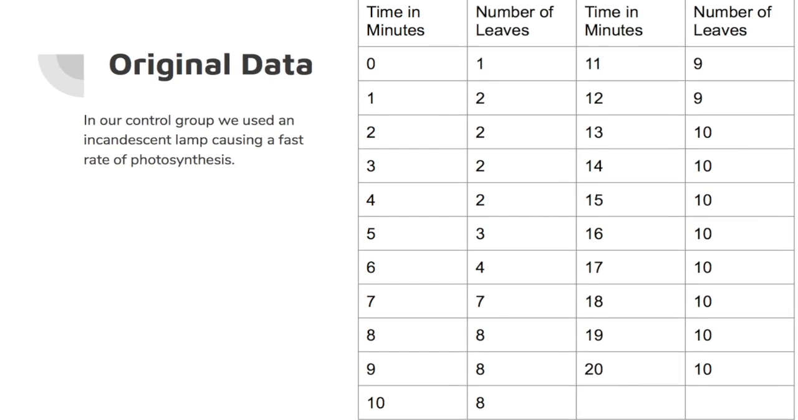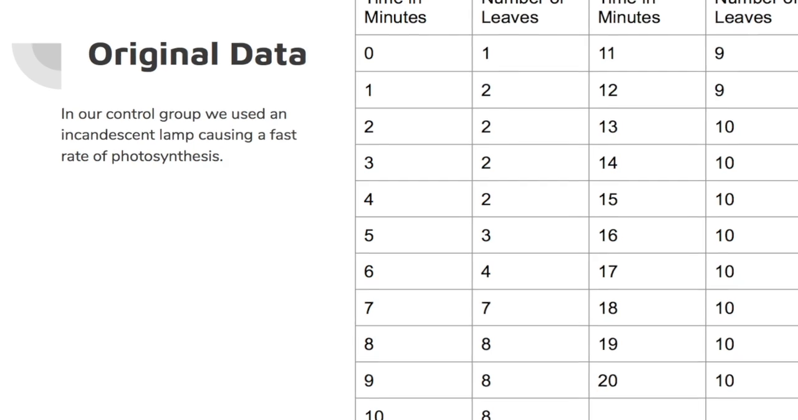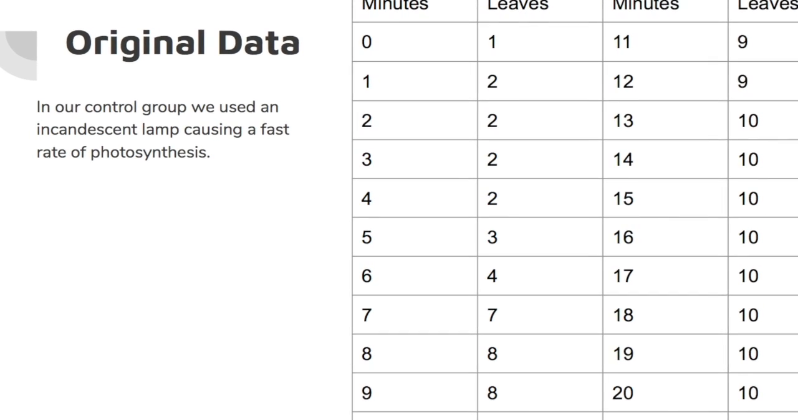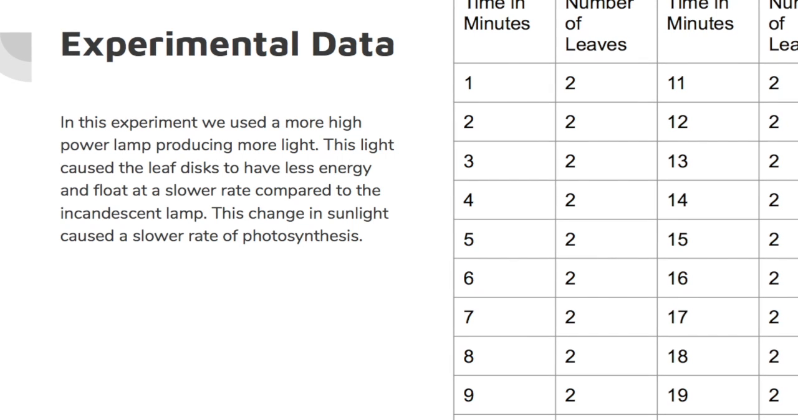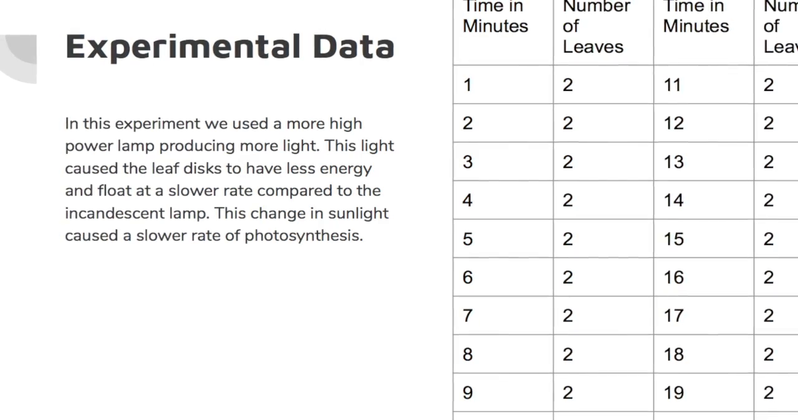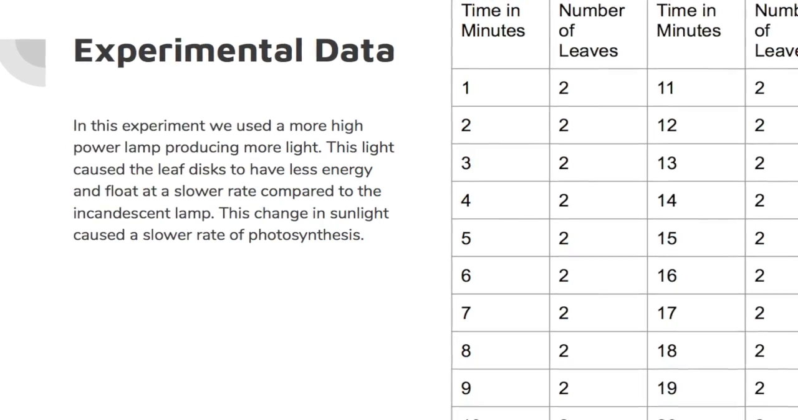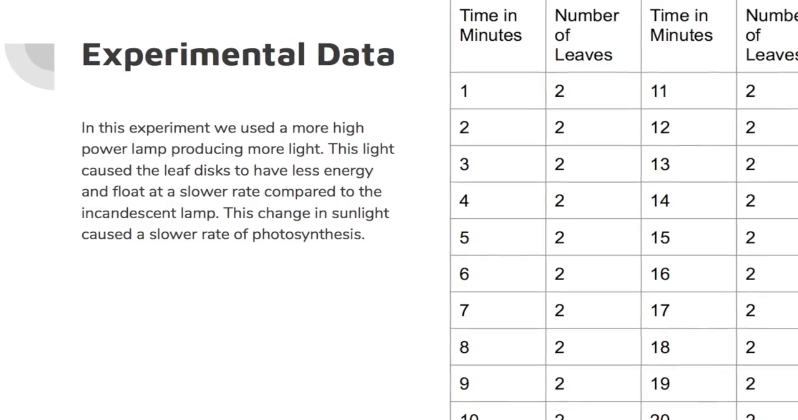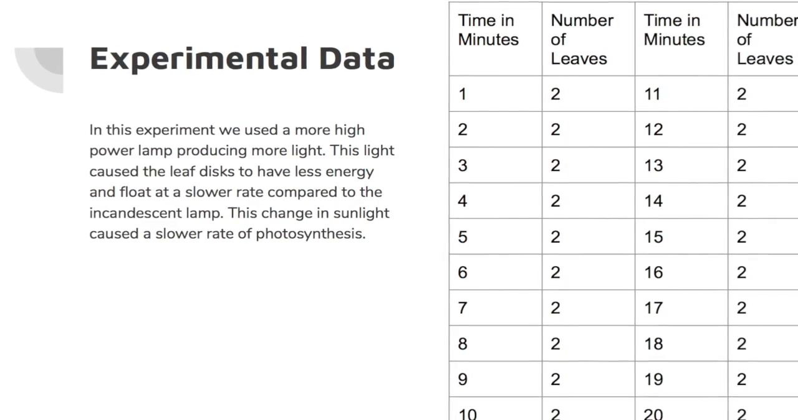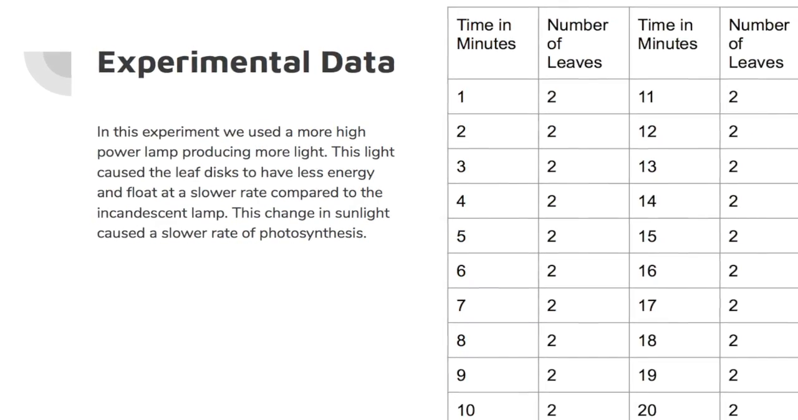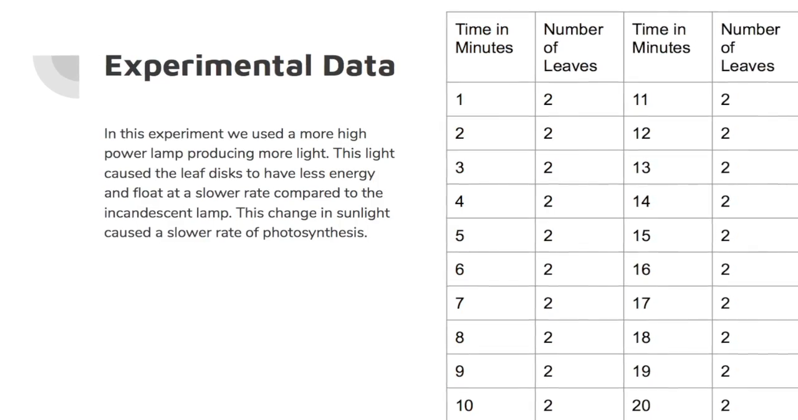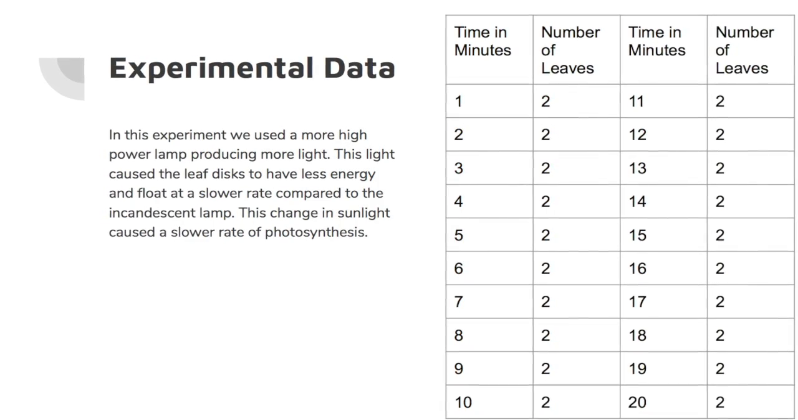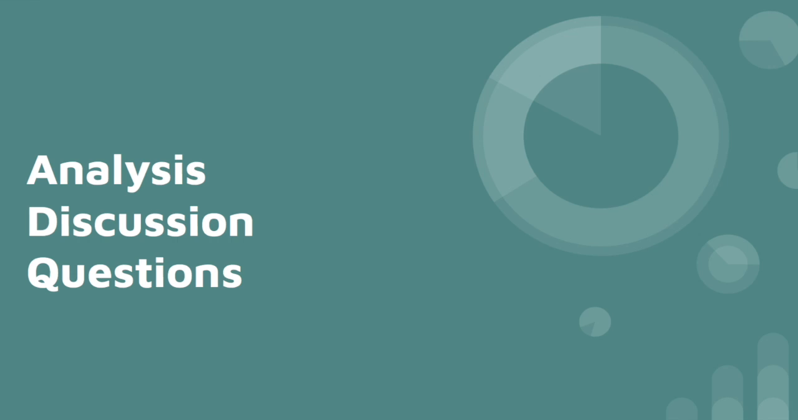In our control group, we used an incandescent lamp causing a fast rate of photosynthesis. In this experiment, we used a more high-power lamp producing more light. This light caused the leaf discs to have less energy and float at a slower rate compared to the incandescent lamp. This change in sunlight caused a slower rate of photosynthesis. There was no change in the number of discs floating to the surface.